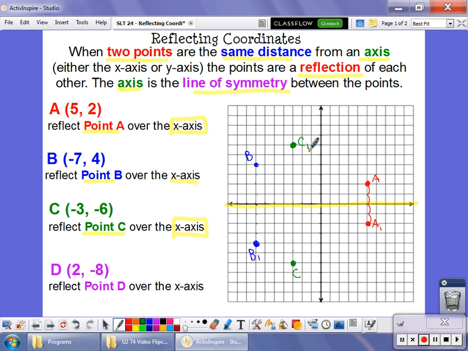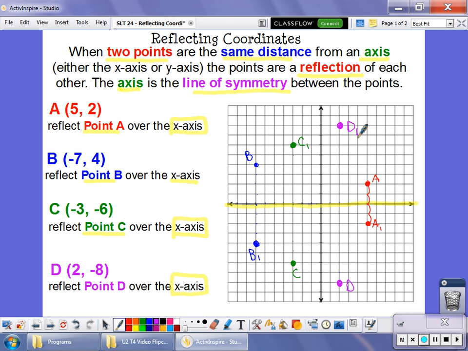And last but not least, let's look at point D, 2, -8. So that's 2 to the right, 1, 2, 3, 4, 5, 6, 7, 8 below. That's D. If I want to reflect this also over the x-axis, then what I need to do is figure out this is 8 units away. So I'm going to go 8 units above, 1, 2, 3, 4, 5, 6, 7, 8. And that's D sub 1.